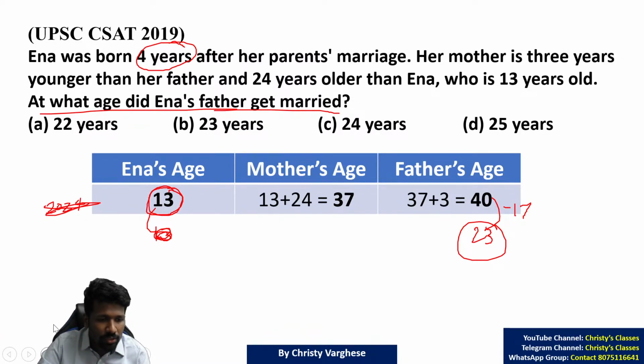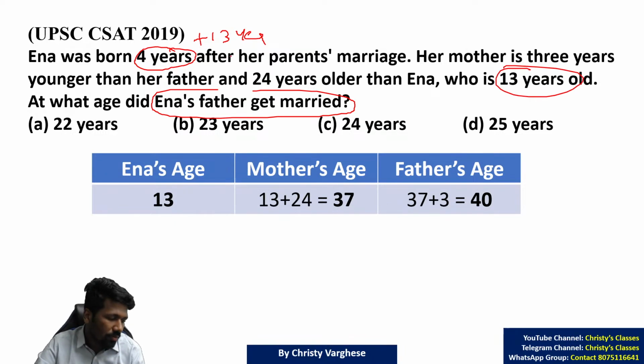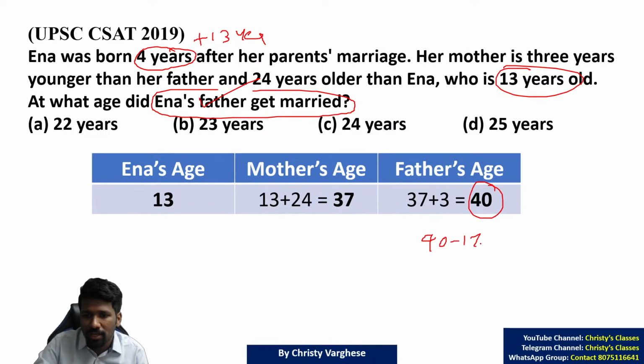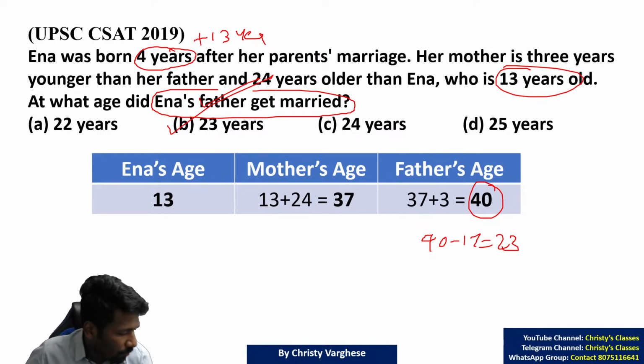How many of you understood this? Because father got married 4 years plus 13 years before. Why 4 years plus 13 years? Ina is 13 years old, so Ina was born 13 years ago. 4 years before Ina's birth was the marriage of Ina's father and mother. That means 13 plus 4, 17 years before. That is when Ina's father got married. Now the 40-year-old, 17 years before, is 40 minus 17, 23 years old. So option B. Hope it is completely clear. All of you understood it?